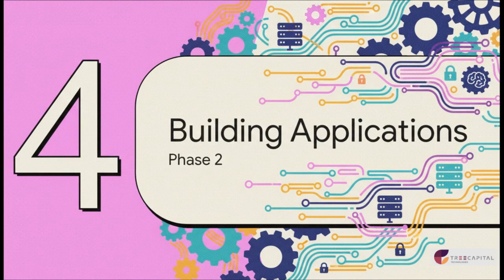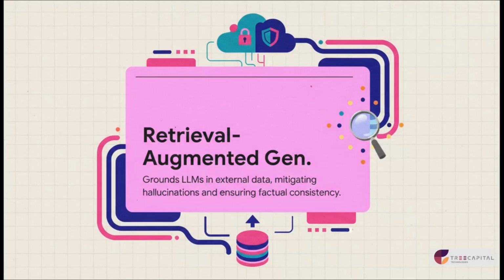Okay, so we've picked our model, we've tuned it up, it's ready to go. Now what? Well, now we get to the fun part, building something really smart with it. We're moving into phase two, building intelligent applications. And one of the key tools for that is a technique called RAG.